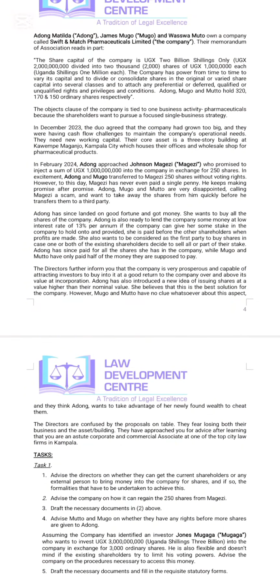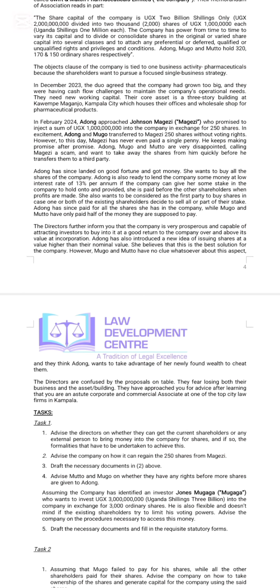So the object clause of the company is tied to one business activity, pharmaceuticals, because the shareholders want to pursue a focused single business strategy. In December 2023, the directors agreed that the company had grown too big, and they were having cash flow challenges to maintain the company's operational needs. They needed new working capital. Their core asset is a three-story building at Kawempe Mugango, Kampala City, which houses their offices and wholesale shop for pharmaceutical products.